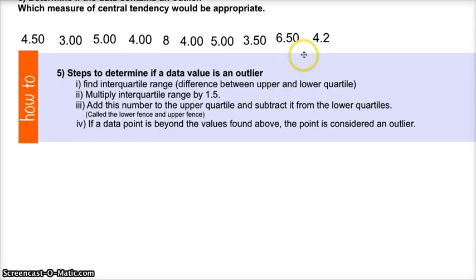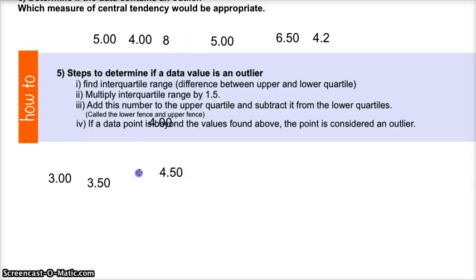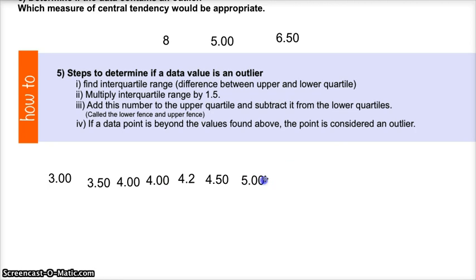So let's arrange things from the lowest value, which is 3, all the way up to the highest value. So there's a 4, there's a 4.2, another 4. Let's squeeze all these in here. A couple of 5s, the 6.5, and the 8. All right, so to find interquartile range, we need to find our quartiles.